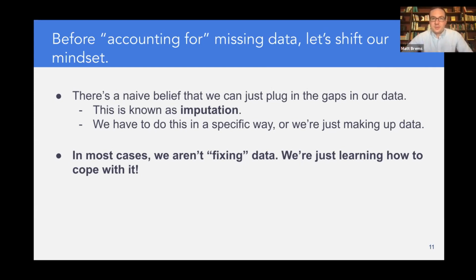That's why the subtitle of this talk is how to do data science with missing data. We're not getting rid of that missing data. We're not able to just magically wave a wand and make it go away. But we have to figure out, rather than fix, how can we do data science in the presence of missing data?